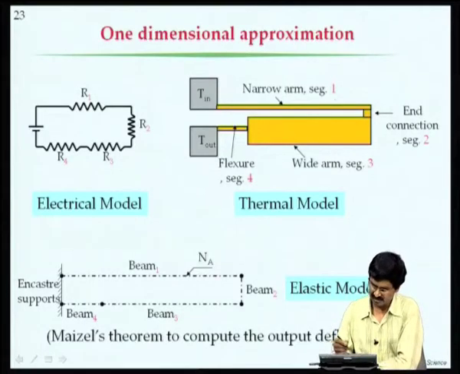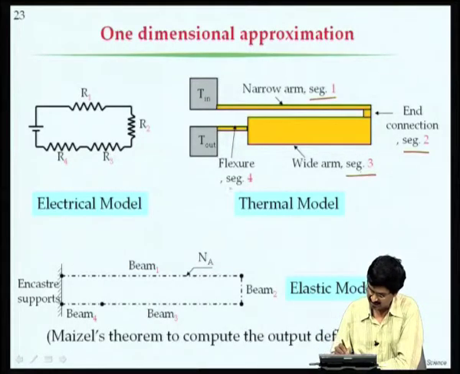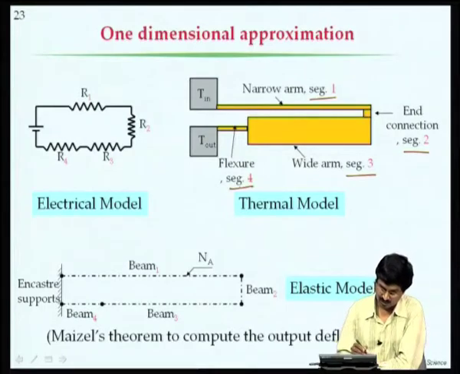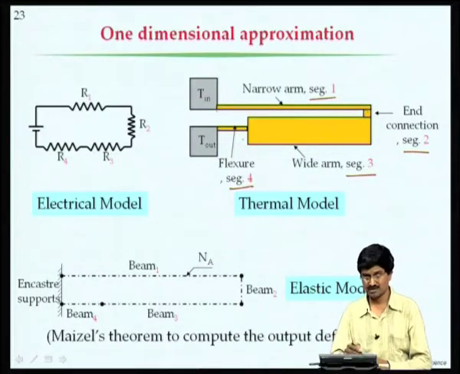So, this particular thing, we have 4 parts. There is a segment 1 here, and segment 2, segment 3, and segment 4. So, we have 4 electrical resistors. R1 corresponds to resistance of this, R2 corresponds to resistance of this small element, then R3 is this wide beam segment, and R4 is for this flexure, which allows it to bend, and there is some electricity associated with that.